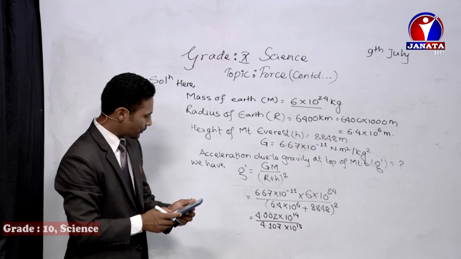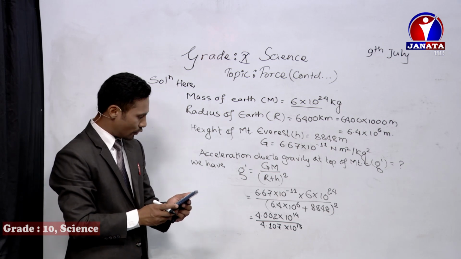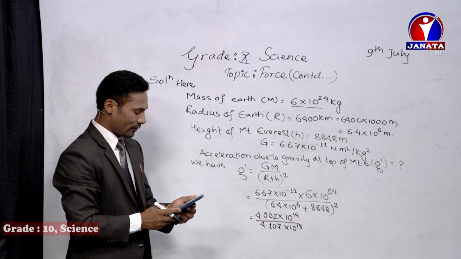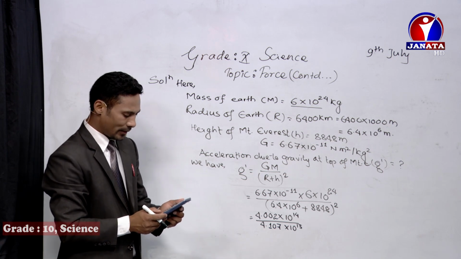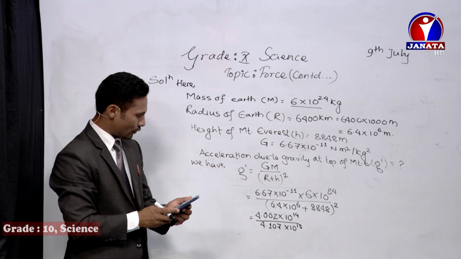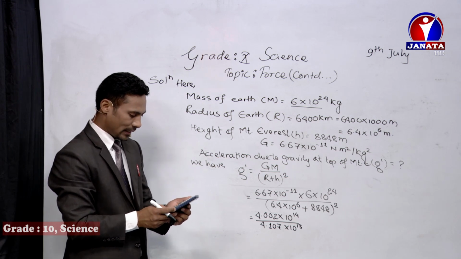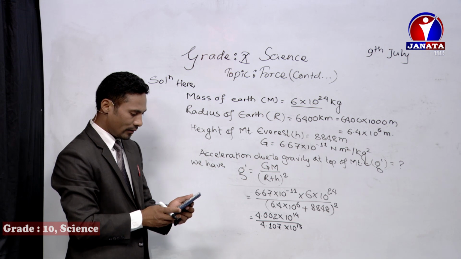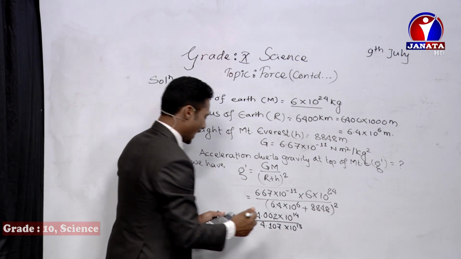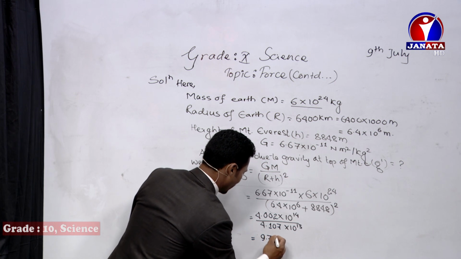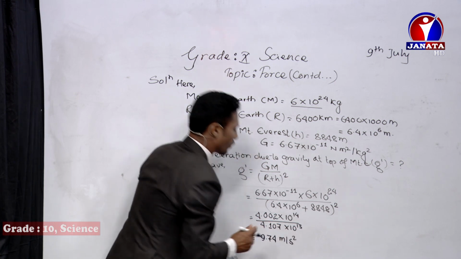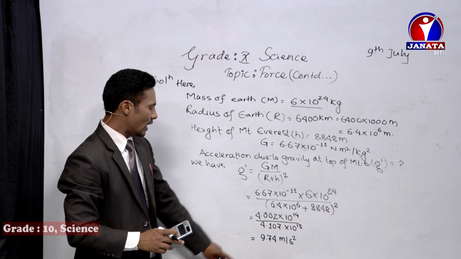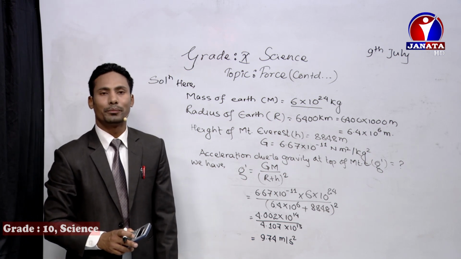Let's divide these: 4.002 into 10 to the power 14 divided by 4.107 into 10 to the power 13 gives 9.74 meter per second square. That's why the acceleration due to gravity at the top of Mount Everest is about 9.74 meter per second square.